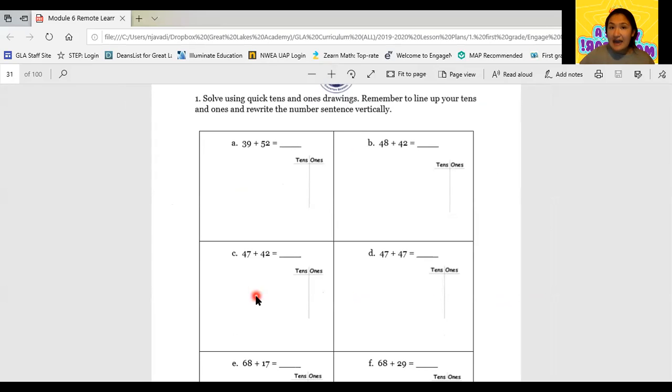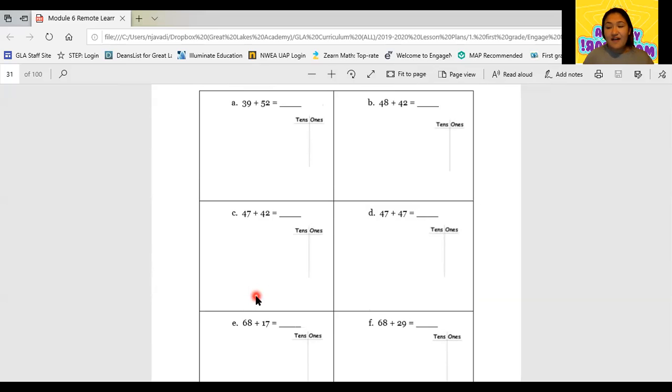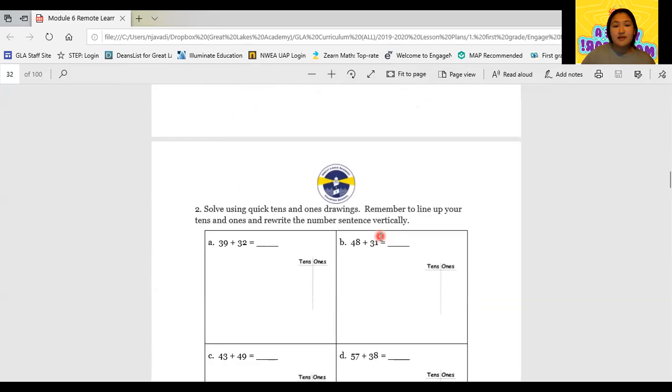If you do not have the packet, go ahead and open up the packet on your computer or your tablet, just like I have mine right here. And if I were you, I would take a separate piece of paper and a pencil and just write each problem down on that piece of paper. So I would write 39 plus 52 equals, and then do the work, do the vertical addition over here, and then do the same thing for all the other problems.